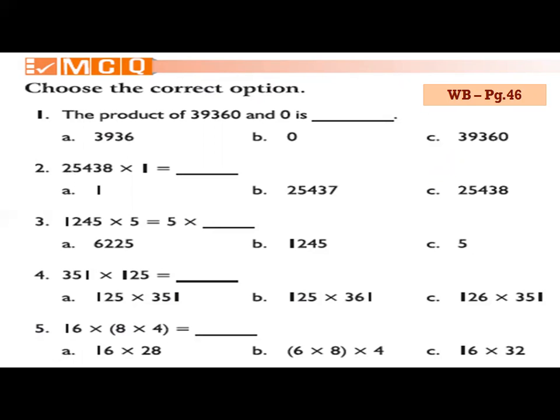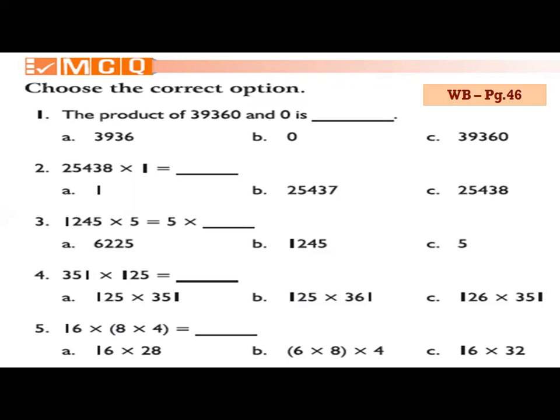Third question. 1,245 into 5 is equal to 5 into dash. Use the commutative property and find the answer. Fourth question. 351 into 125. Use the commutative property and find the answer. And fifth question. 16 multiplied by bracket of 8 into 4.